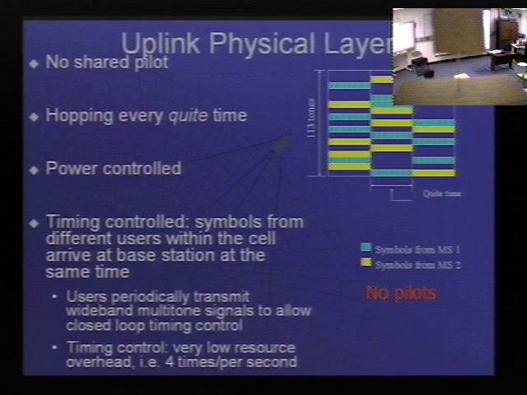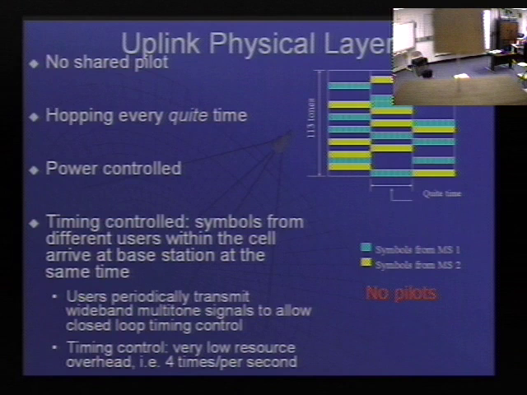For the uplink, it is different because in the uplink you have no pilot. It's too costly to have a pilot. So no shared pilot, and also not hopping every symbol. Instead, we hop after a duration, which we call quiet time. So after n symbols it jumps, and you have the blue and the yellow, two different users that can jump. We also use power control. The time control is trying to make sure the base station and the mobile are actually locked to each other. Sequentially, we do this timing loop control check every second, 4 times, to make sure it is actually synchronized and locked to the base station.